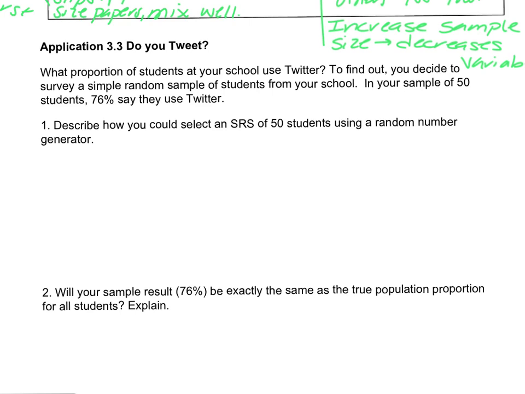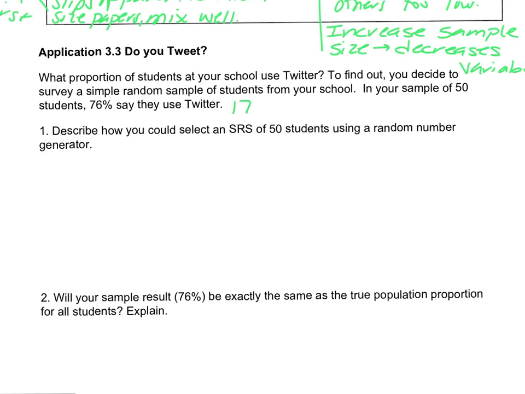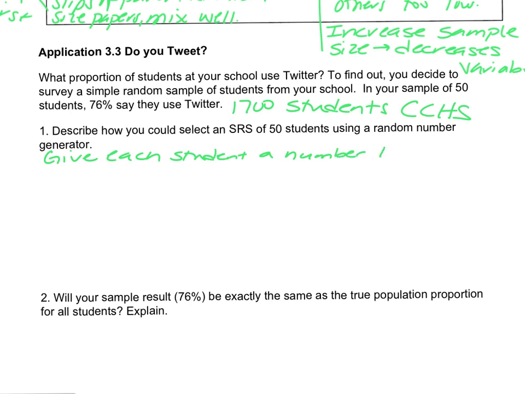All right, so thinking about our school has about 1,700 students, right? So the question is, what proportion of students at your school use Twitter? To find out, you decide to survey a simple random sample of students from your school. In the sample of 50 students, 76% say they use Twitter. So how could you select a simple random sample using a random number generator? So remember, the first thing we need to do is label. So we would give each student a number. And we'll start from 1 and run up to 1,700 or whatever the actual number is here at Columbus. It's somewhere around that, right?